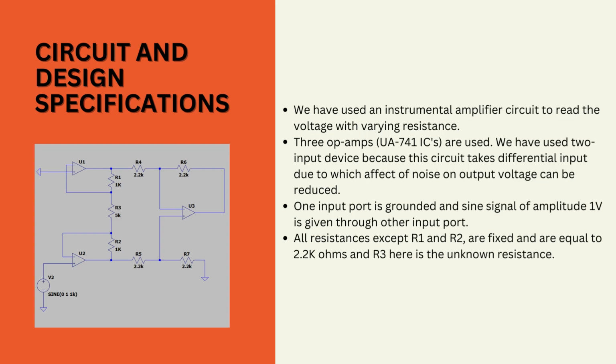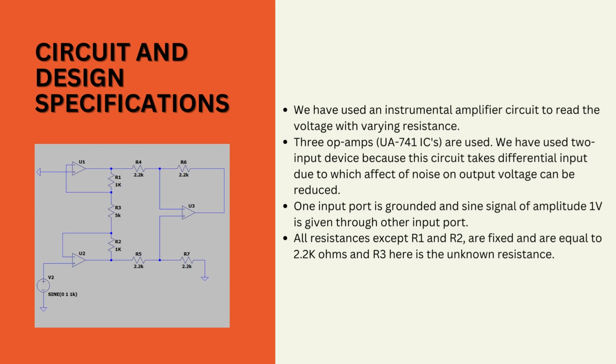Except R1, all resistances are fixed: R4, R5, R6, R7 we have kept at 2.2 kilo ohms, so that these values do not contribute any gain to the output voltage. R1 is the resistance we are going to change based on the measuring resistance range, and R3 here is the unknown resistance, where we have to keep the unknown load.